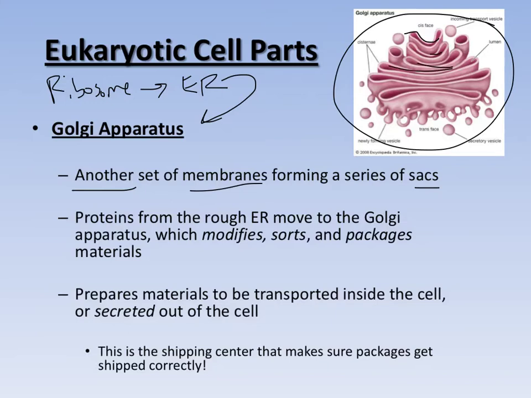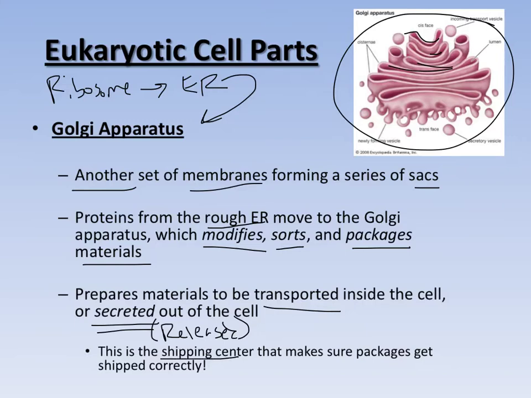Proteins that form in ribosomes get processed in the rough ER, then they move to the Golgi, which further modifies, sorts, and packages the materials. So the Golgi's job is to prepare the materials so that they can be transported around the cell or secreted, which means released, out of the cell. So this is the shipping center that makes sure packages get shipped correctly.